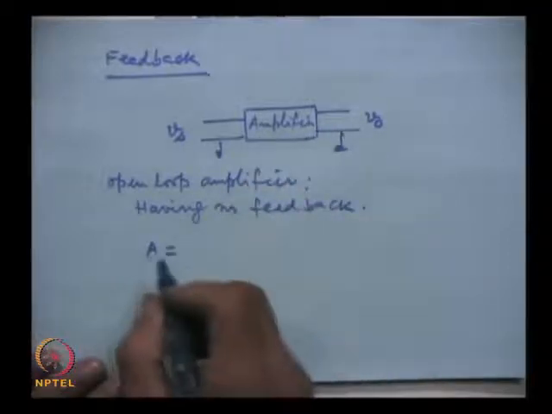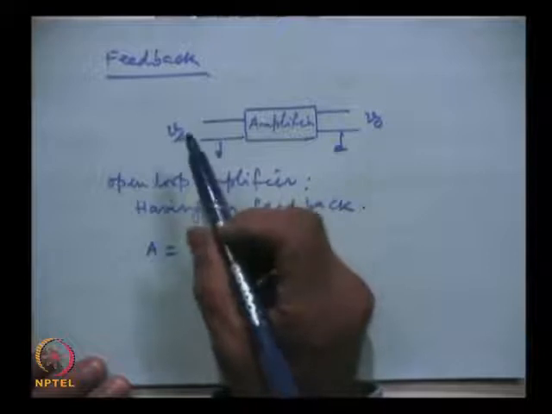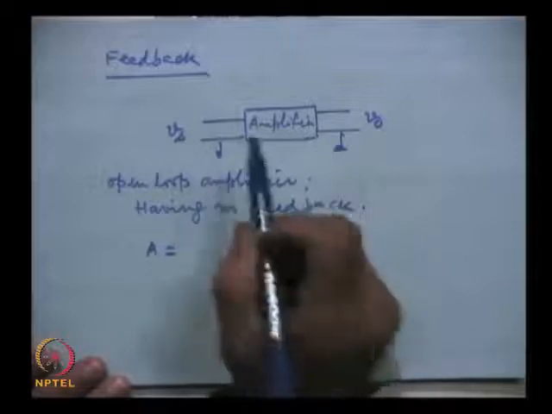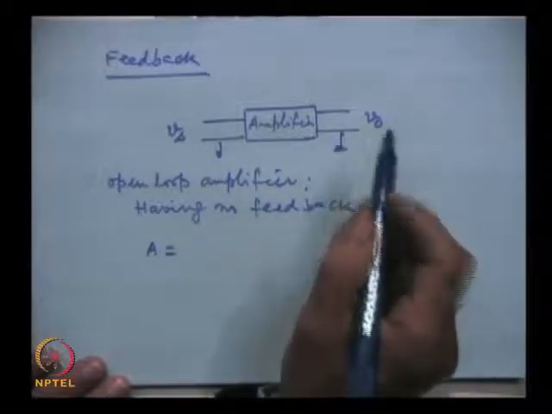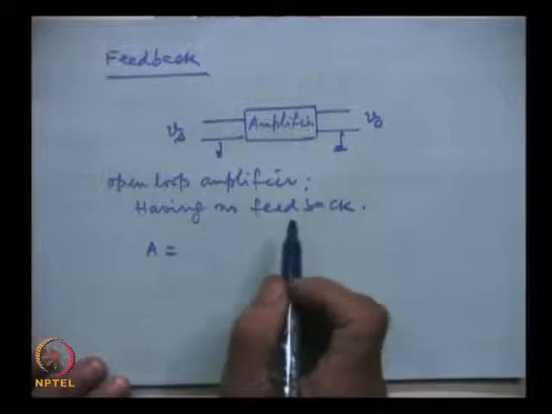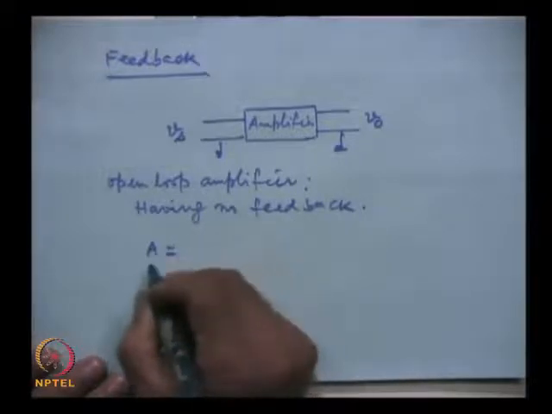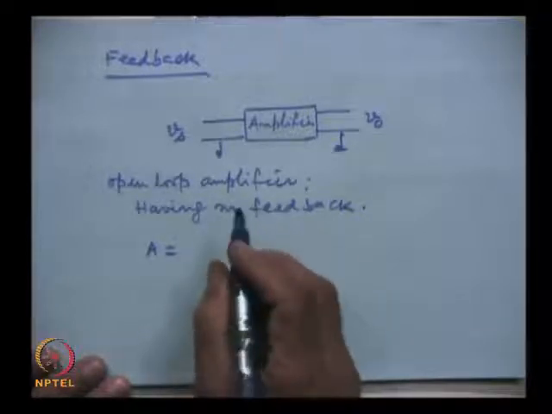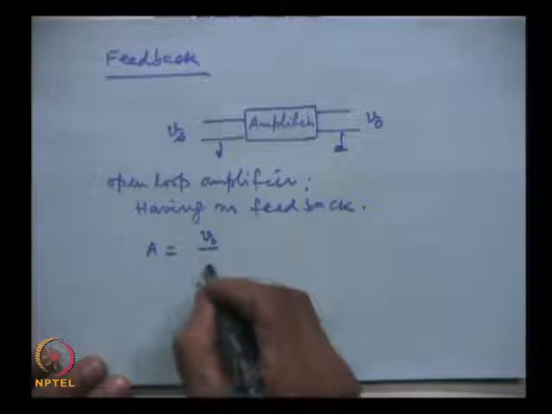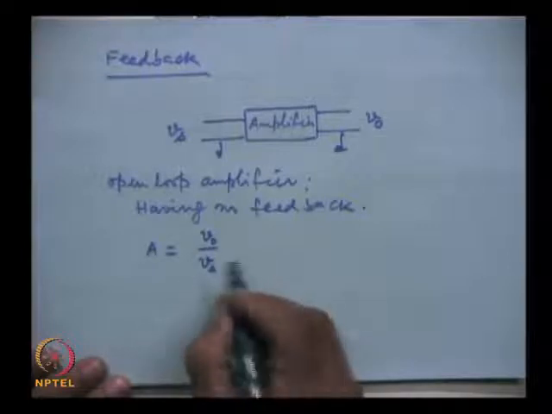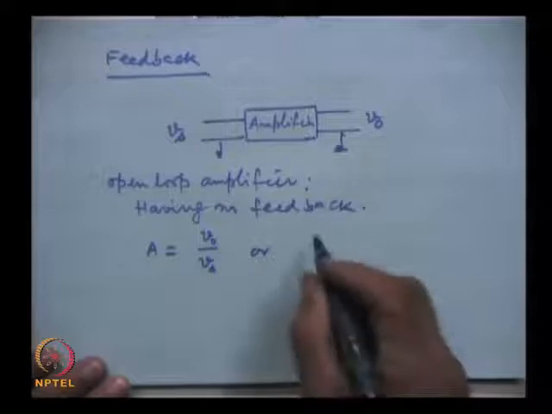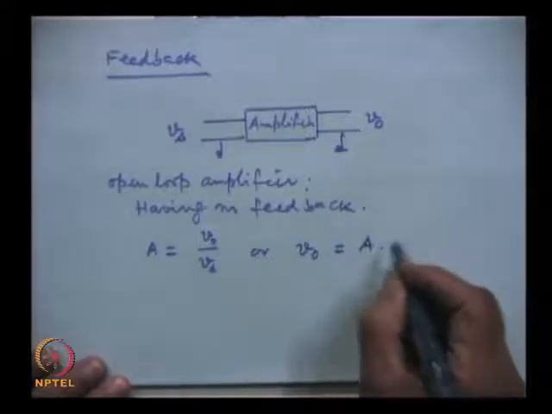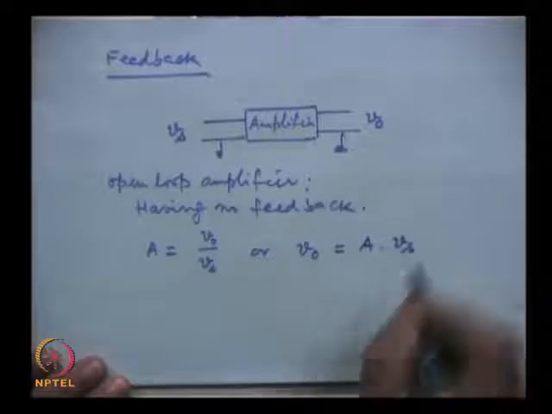So when the input is in no way affected by the output, this is called an open loop amplifier, and its gain is output to input. Since we are considering voltages, it is output voltage to input voltage, or from here simply V0 is equal to A into the input signal.